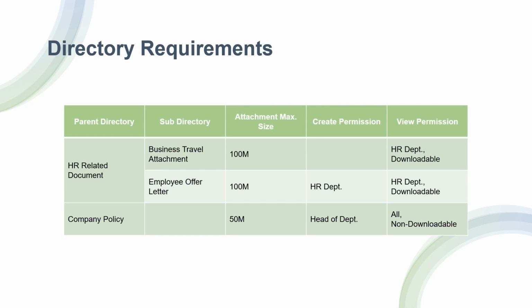We will also need to configure the view permissions in the content engine. The employees from the HR departments will be able to view the document and download the document from both directories.